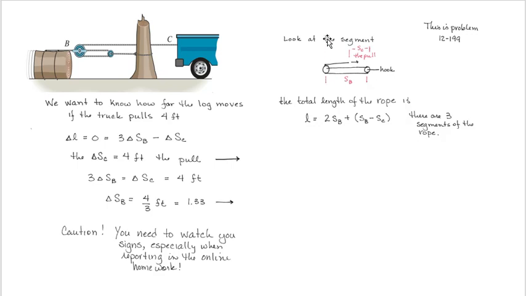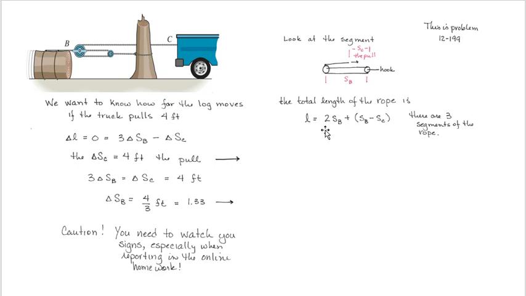So if we define from the center of our pulley as SB and the section that's going to change related to the pull as SC, we can look at the total length of the rope as 2SB, because we've got the two parts around the pulley, and then the section of the rope that's SB minus SC. So we've got our 3 sections of the rope.